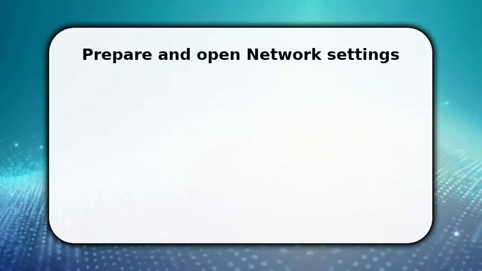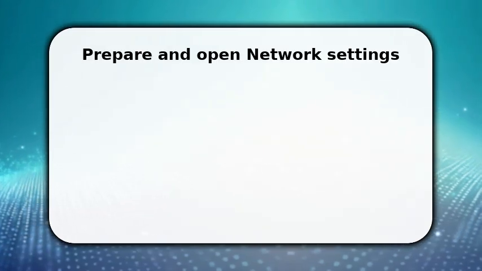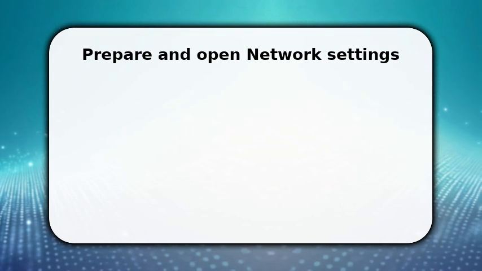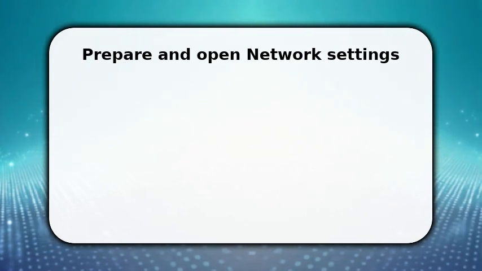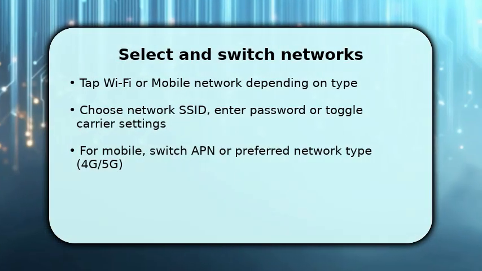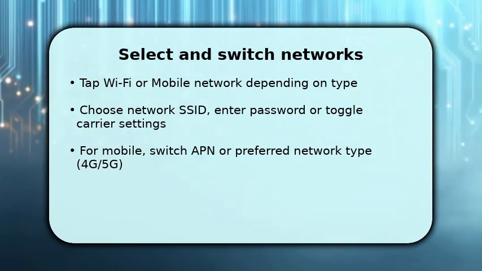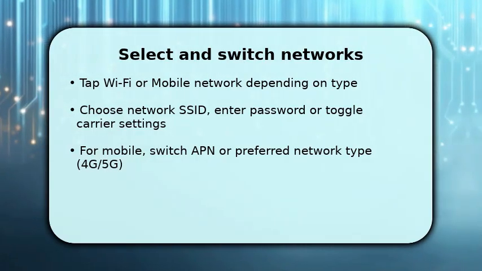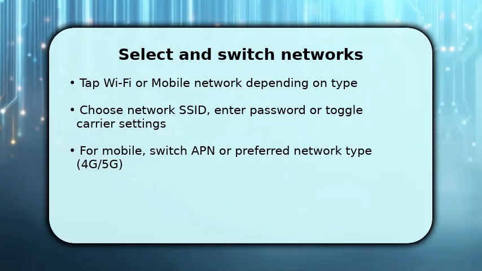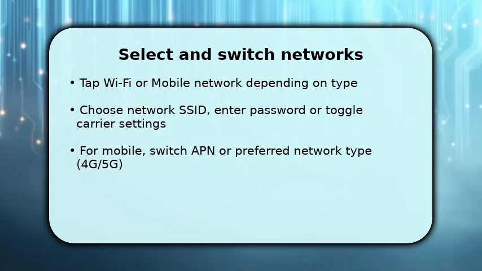Now, you're at the network menu and ready to choose the next connection method or network to switch to. You'll tap Wi-Fi to view available SSIDs or mobile network to adjust cellular settings. If switching Wi-Fi, select the target SSID, enter the password, and tap Connect. If it asks, accept any certificates or captive portal prompts.